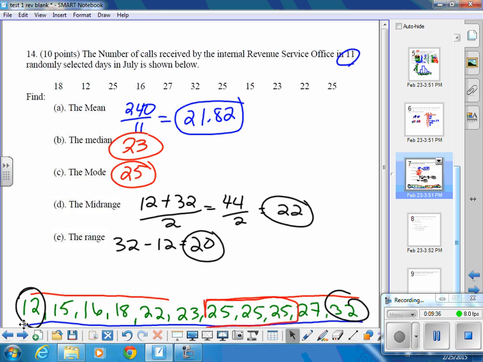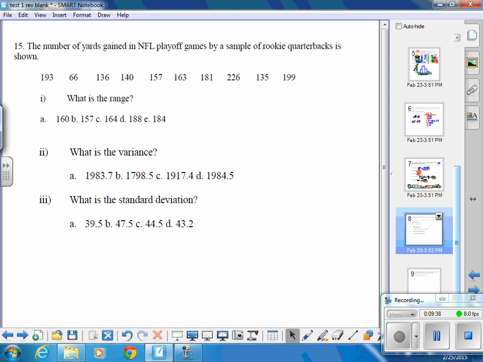Okay, let's look at the next problem. Now the next problem is having us look at another data set.